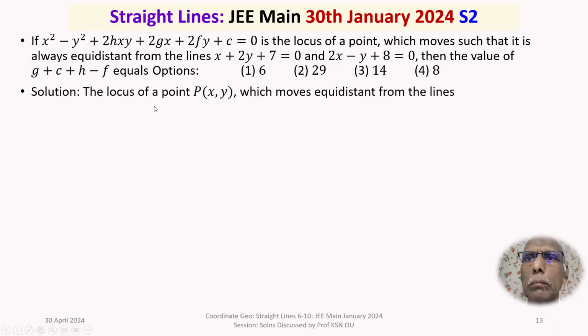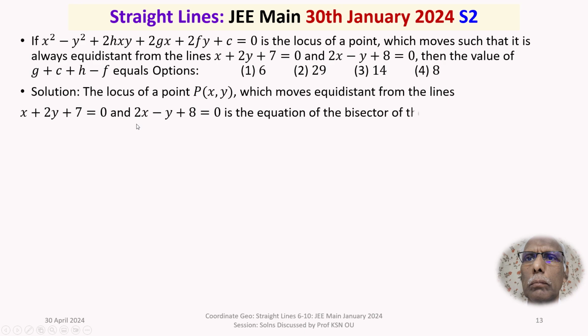Now, the locus of a point P x comma y which moves equidistant from these two lines x plus 2y plus 7 is equal to 0 and 2x minus y plus 8 is equal to 0 is the equation of the bisector of the angles between them. Between these two, you have two angles, internal angle and the outside also. So that means between L1 and L2 and L2 and L1. So two angles will be there. So that means you get a combined equation of the bisector of the angles between these two lines. And P x comma y is the locus.